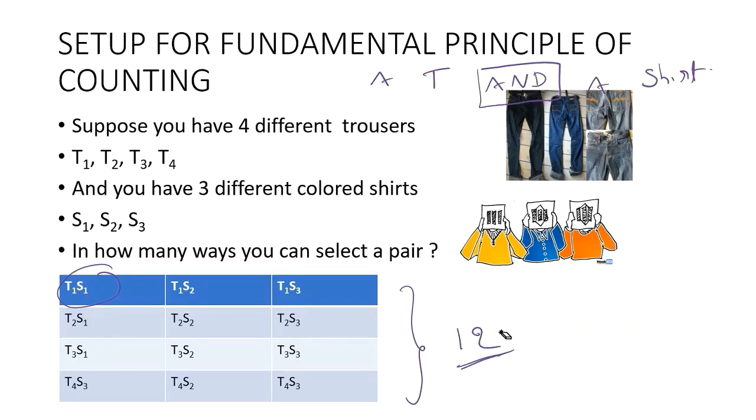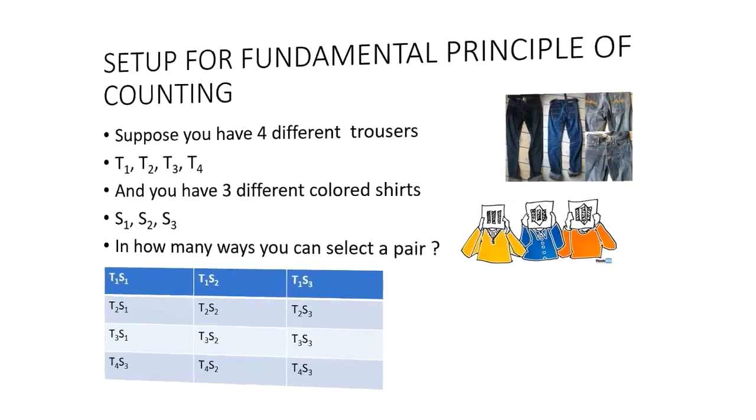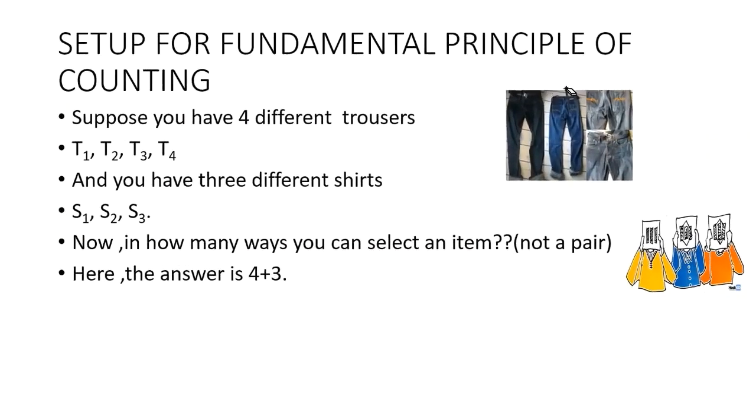So the important word that you have to remember here is AND. Whenever AND comes, it's going to be a problem in multiplication. We will see those things. Okay, now consider this problem.